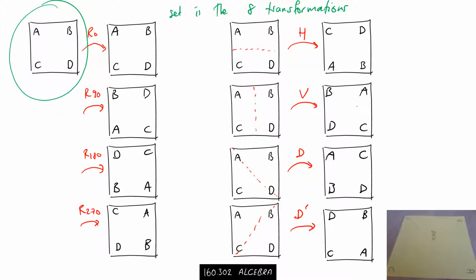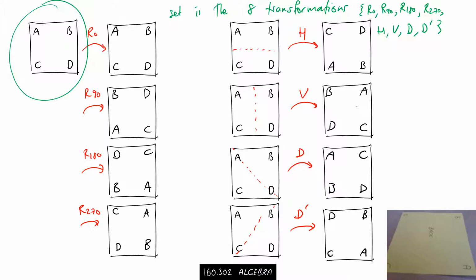Okay, so it will be R0, R90, R180, R270, and H, V, D, and D prime. Okay, so I always indicate a set by putting curly braces around the outside of it. Okay, so we now have our set.